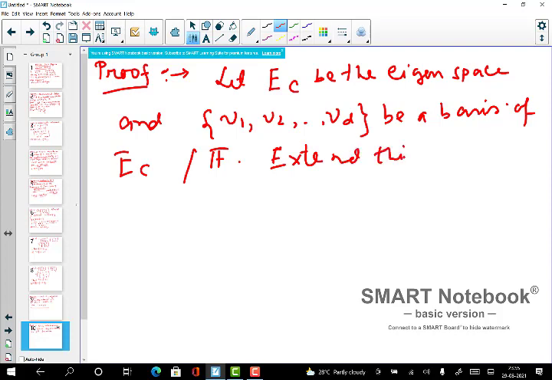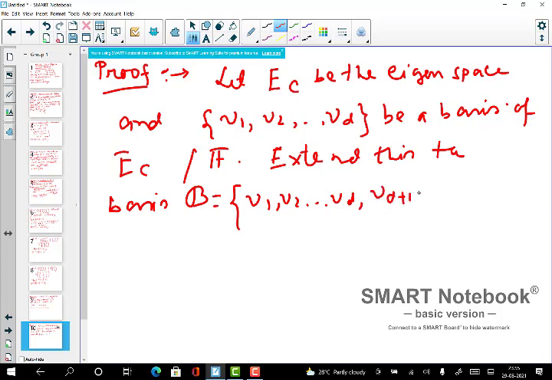So extend this to a basis, say B, in which the first d vectors are the same, v1, v2, ..., vd, and then you have v_{d+1} up to v_n, a basis of V. So you extend this to a basis of V, and then you want to know the matrix representation of T with respect to this basis B. So let A be the matrix representation of T with respect to the basis B.